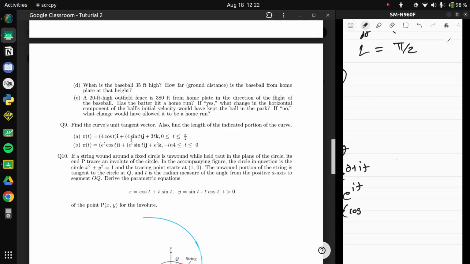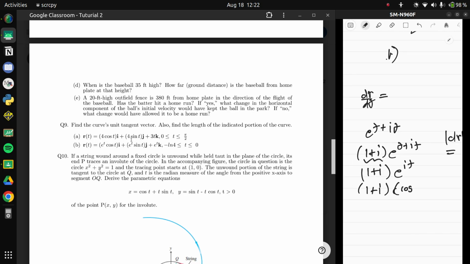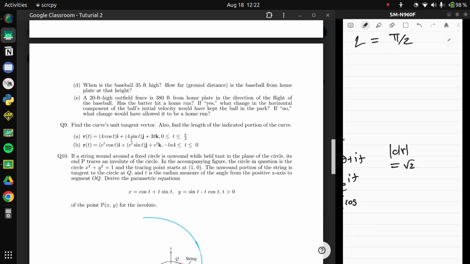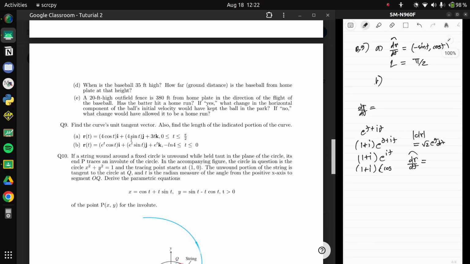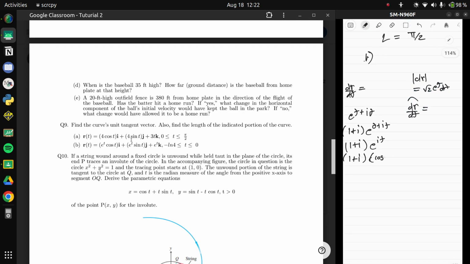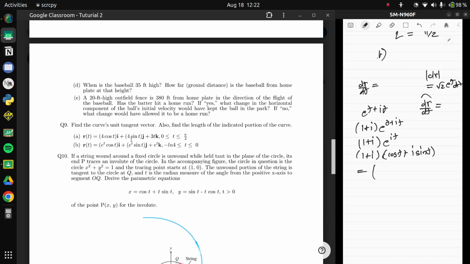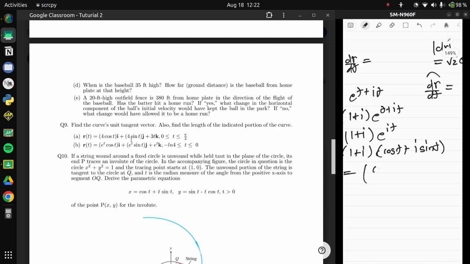So I should be saying something like the magnitude of dr, that would be whatever this thing's magnitude is times this thing's magnitude, because e power iota t is just a unit vector. So it's just square root of 2 e power t dt, right? And then dr upon dt hat, what's that going to be? It's just cosine of t, so cosine t, i sine of t.